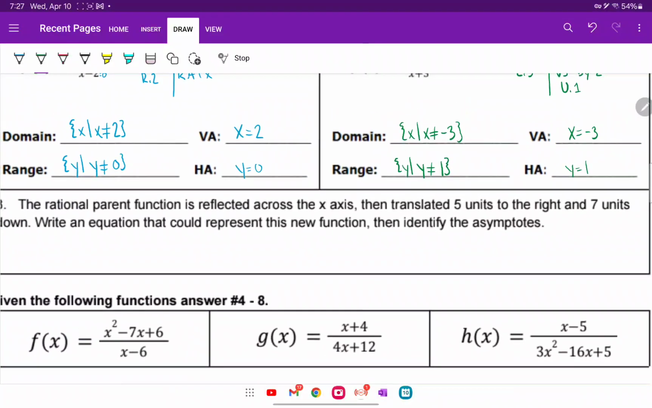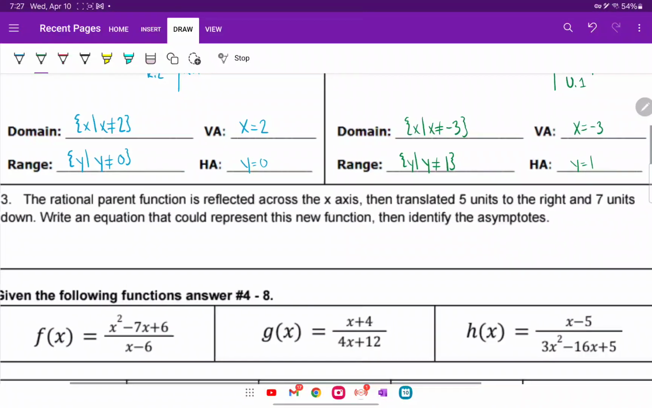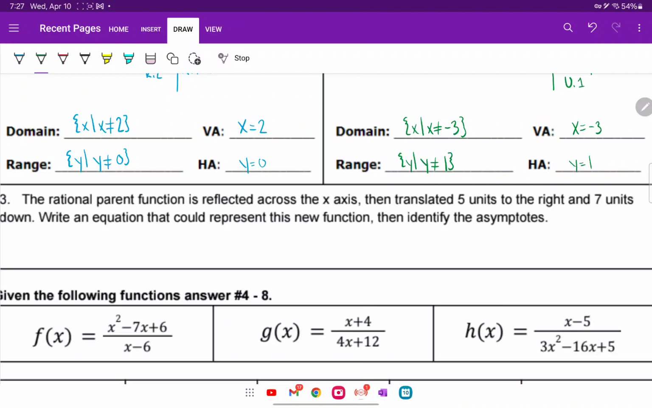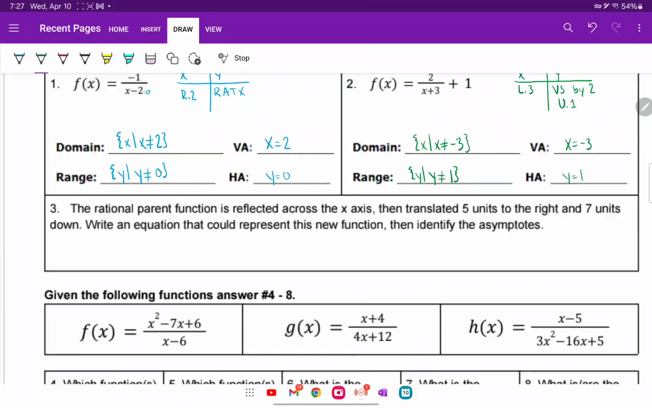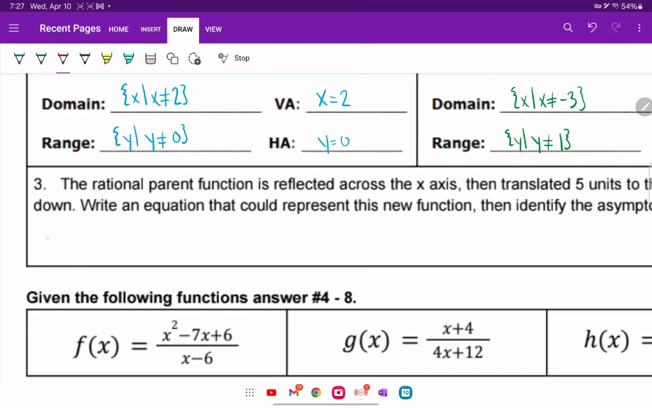Okay, for the next one, it says the rational parent function is reflected across the x-axis, then translated 5 units to the right and 7 units down. Write an equation that could represent this new function, then identify the asymptotes. Okay, so for this one, I'm going to use the standard form again, y equals a over x minus h plus k.